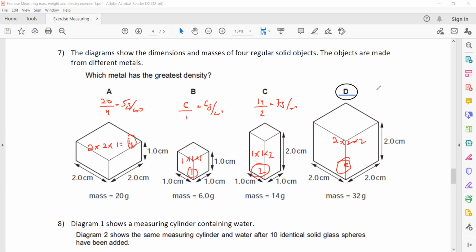And the last one, it is 32 divided by 8, because the volume is 2 into 2 into 2. So that's 8. Total will be 4 gram per centimeter cube. So which is having the greatest density, A, B, C or D? So it will be C.